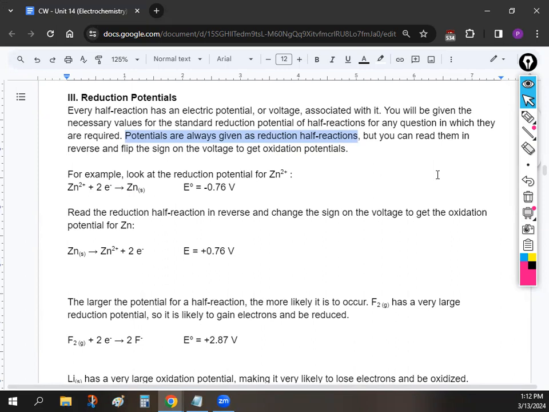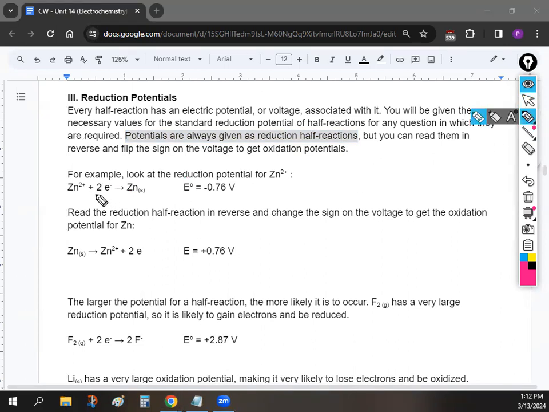This is super important because we're going to have to flip these reactions later, but just keep in mind, they are always given to you originally as reduction half reactions. And we know that because the electrons are on the reactant side for all of these, okay? So keep that in mind. They're always reduction half potentials. So when you try to combine two of these together, you're going to have to flip one of them so you can get oxidation and reduction, okay?